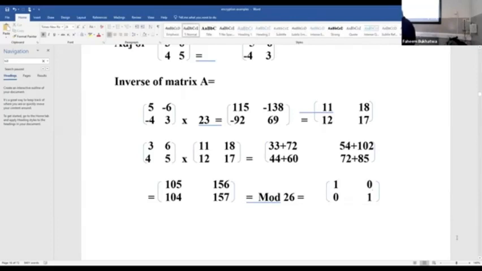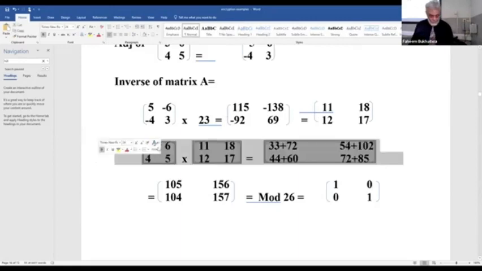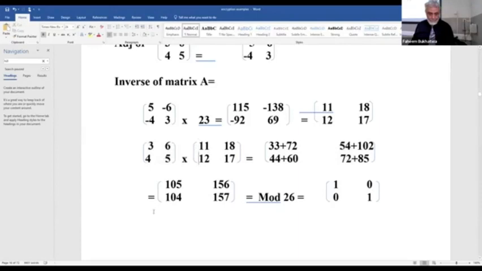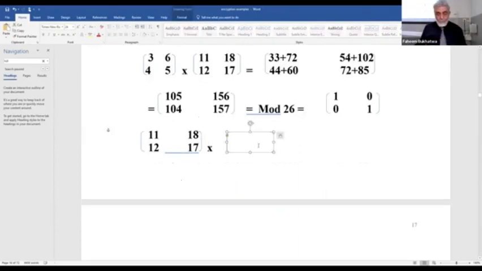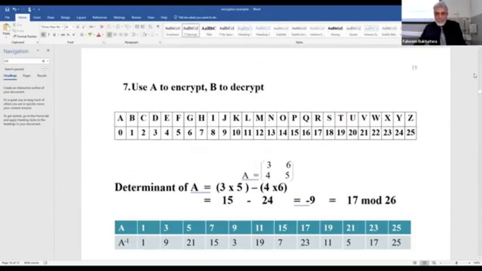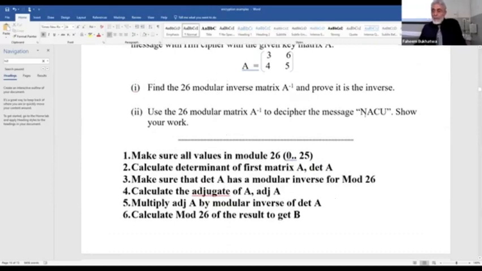All right. That means this one is the inverse of that one. Now we have the inverse matrix. All we have to do now is decipher the message. That means take this message, take this matrix. What's the original question? What are the characters? NaCu.